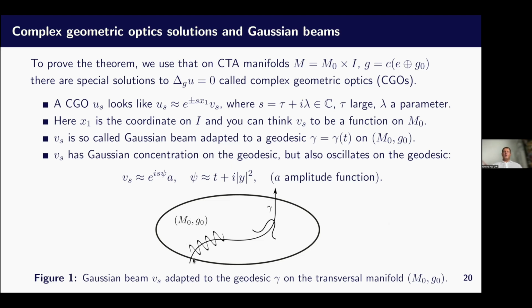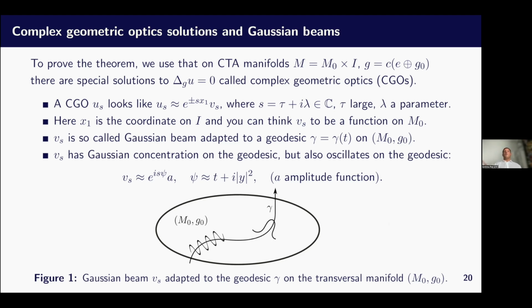First of all, when you travel along this geodesic, the function will oscillate. And the frequency of the oscillation is controlled by this parameter tau. If you walk away from the geodesic, then you will have Gaussian concentration. And this is due to the reason that this so-called phase function psi here looks like t plus i norm of y to the power 2. Note that you have i here. So this e to the power i s psi has a factor of e to the power minus tau y squared. So it's a Gaussian concentration on this geodesic.